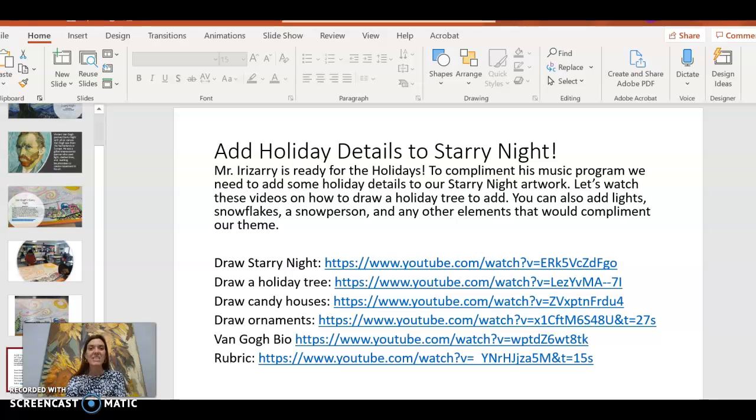If not, that's fine. So I look forward to seeing some of your artwork. You can Class Dojo it to me. Wait until next week and show it to me in person. Take a picture of it and send it to me and email it to me either way.